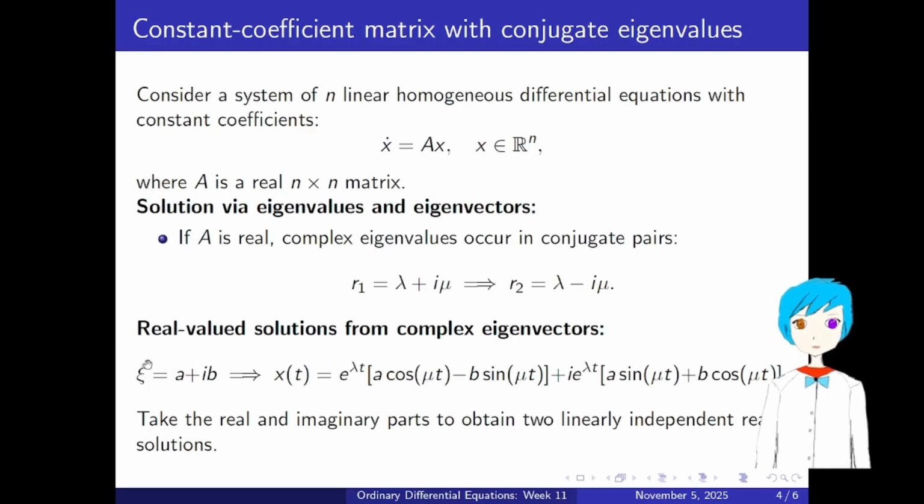Let's suppose the eigenvector psi equals a plus ib, then we can write the solution x(t) in the form of real part plus imaginary part. Because the matrix A is real valued, we know that the real part and the imaginary part by themselves must solve the ODE respectively. Therefore, we can generate two linearly independent real solutions from this complex valued solution.